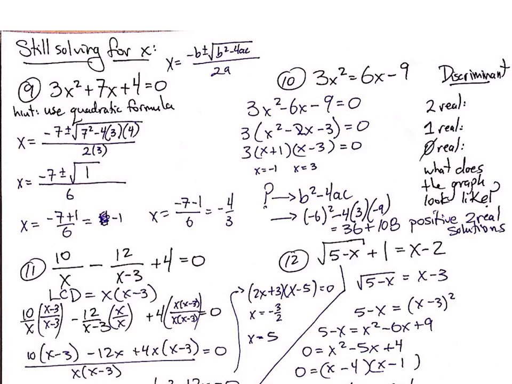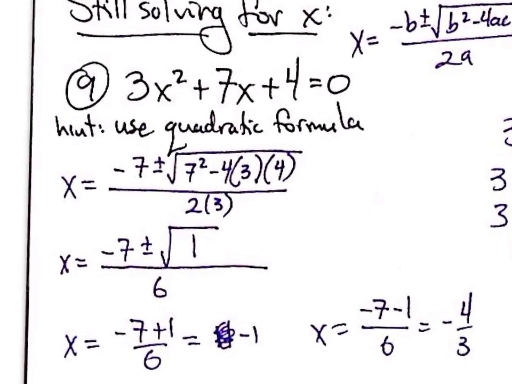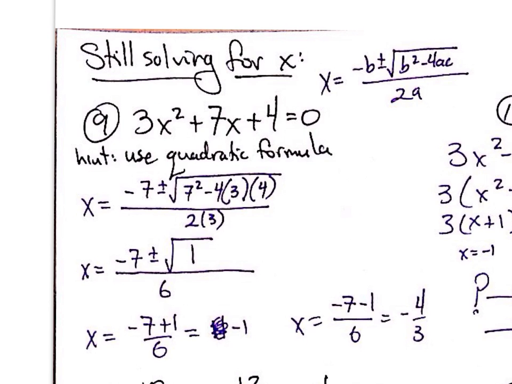All right, page 2. Whoa, look at all this writing. We can do it. All right, still solving for x. We have a quadratic. It says hint, use the quadratic formula. So x equals negative b plus or minus square root of b squared minus 4ac all over 2a. We plug in. Oh, nice, square root of 1. We like that. And we end up with negative 1 or negative 4/3. Turns out that was factorable as well. You might want to try that also.